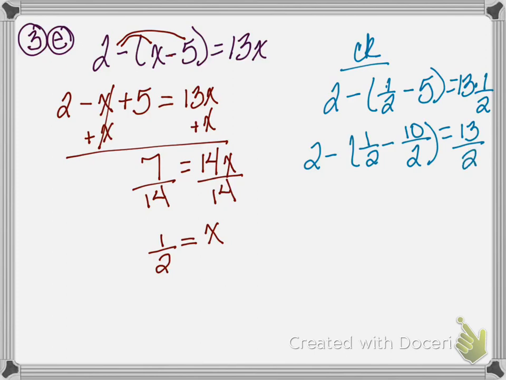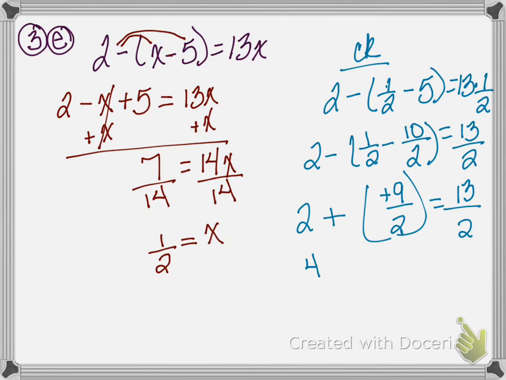So what I have done is I'm checking the 1/2. So I have 1/2 minus 10 over 2, that is going to be negative 9 over 2. And I am going to have 2 minus that. Okay. 2 minus negative 9 over 2, that becomes plus. 2 plus 9 over 2 is the same thing as 4 over 2 plus 9 over 2 equals 13 over 2. And that is a true statement.